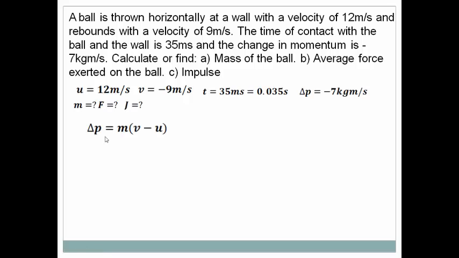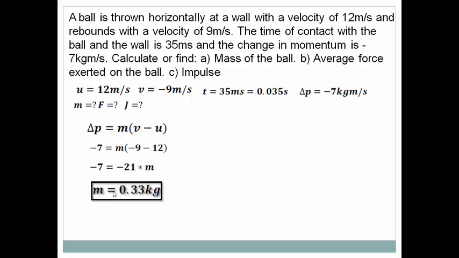So let us start with the equation for change in momentum, which is mv minus mu. We can take m common, substitute the values and simplify. You'll get the mass as 0.33 kilogram. For the force, we can use change in momentum over time. So we get minus 7 over 0.035, and the answer is negative 200 Newton.